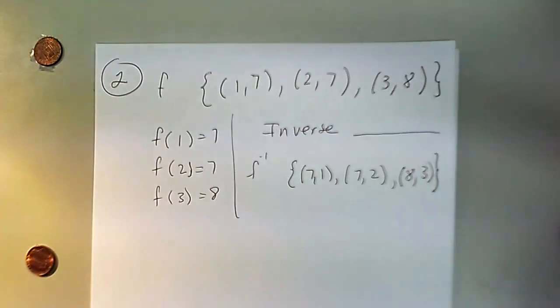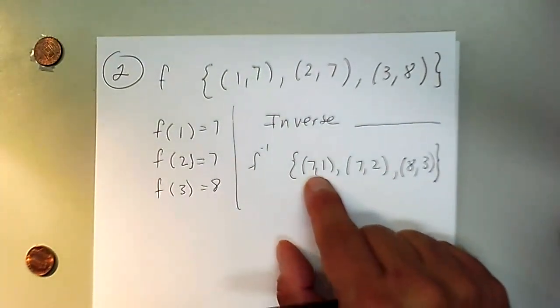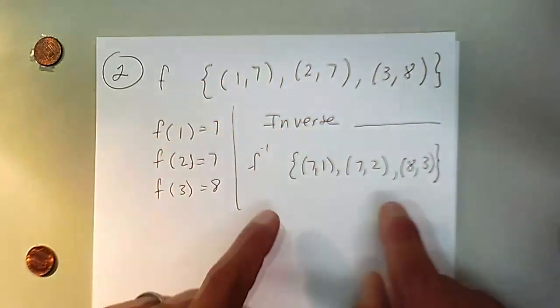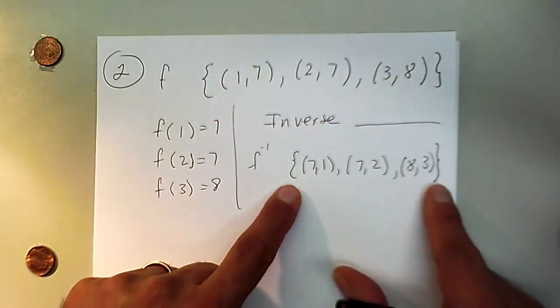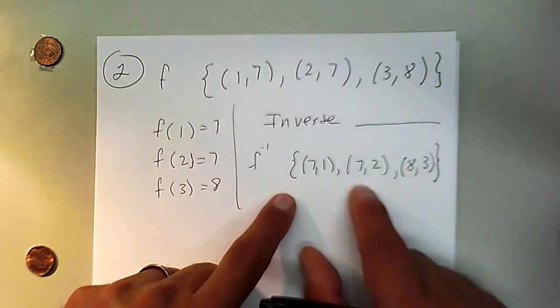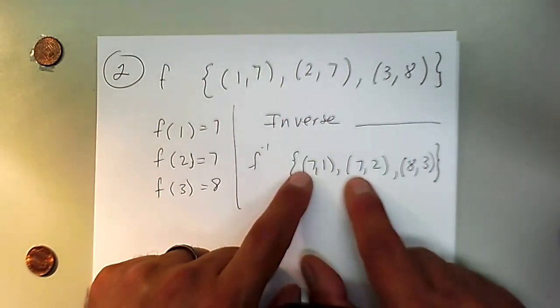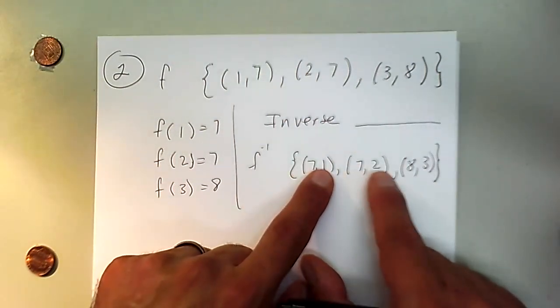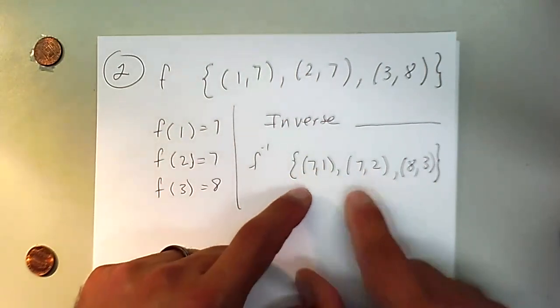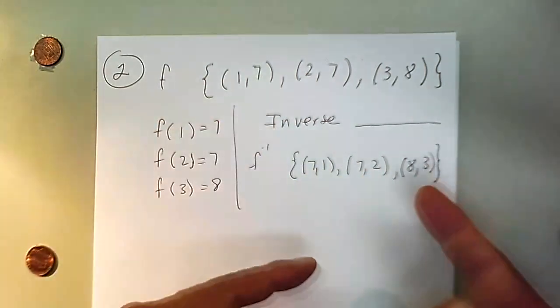Okay, that is cool. But this is an inverse because it flips x's and y's, but this is no longer a function. That's the problem. We don't have a function anymore. Why not? 7 goes with 1 and 7 goes with 2. We cannot have a function where the output is ambiguous. Is it 1 or 2?